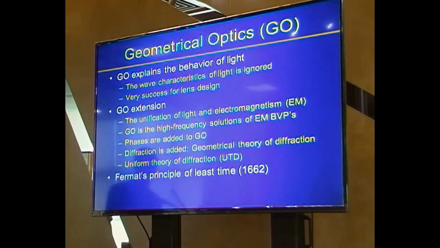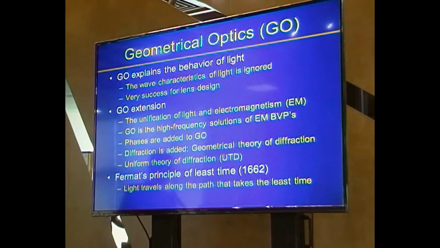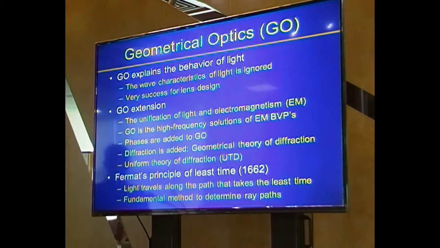And the most important principle in geometric optics is Fermat's principle of least time. It was invented a long time ago, but it's very simple. Light travels along the path that takes the least time. It's a very simple principle. If you drive a car, you try to find the shortest path. But for light, it is small enough that you can always find the shortest path from one location to another. So that's the way we can solve many important problems. And Fermat's law is a very fundamental method to determine ray paths.